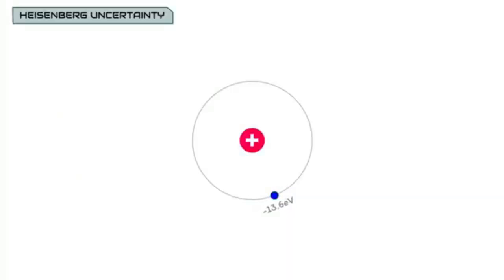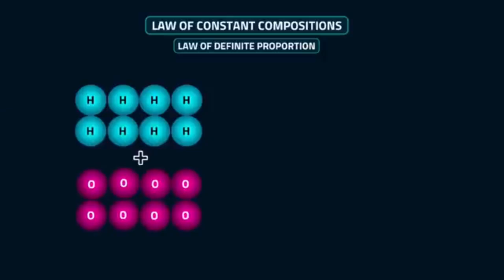Size comparison. The nucleus is extremely small compared to the atom. If an atom were the size of a football stadium, the nucleus would be the size of a small marble at the center. Most of the atom is empty space.